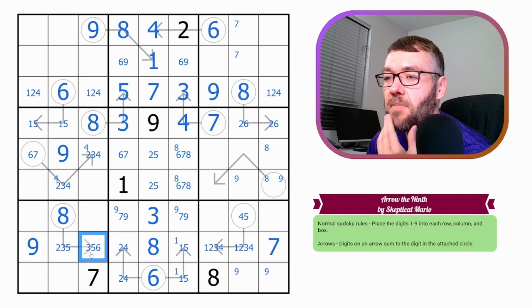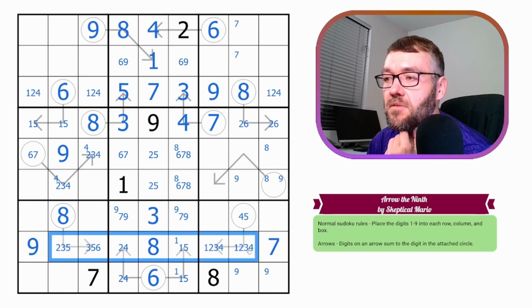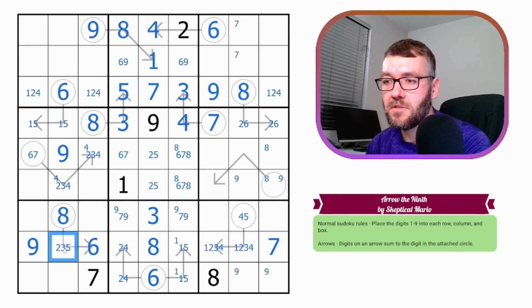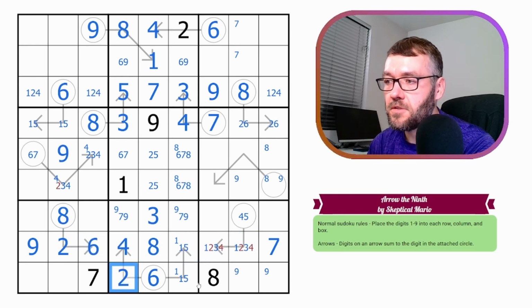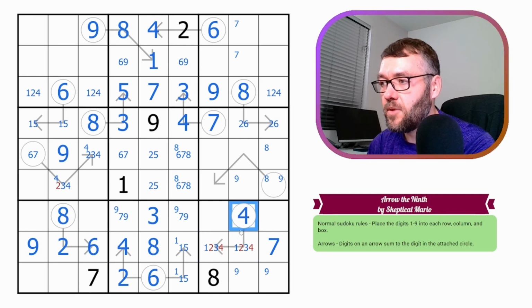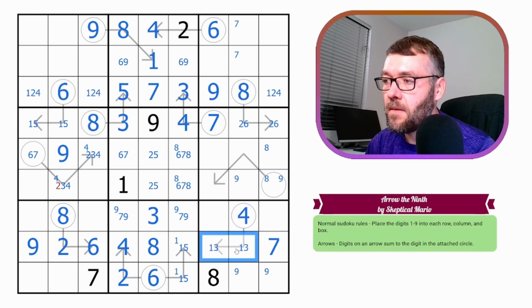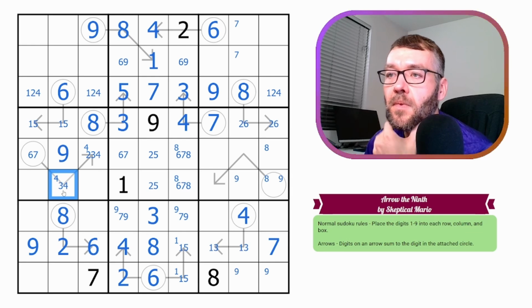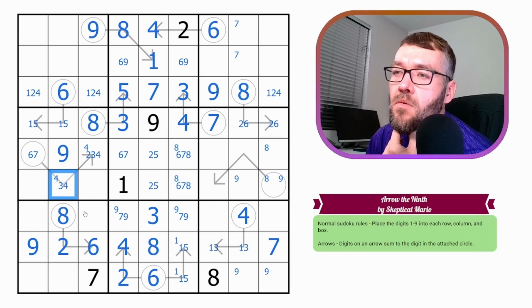Actually, is that the only spot a 6 can go for this row? Looks like it. 6 can't go here. 6 can't go over here. So yeah, this is a 6, which means this is a 2. This is a 4 and a 2. That makes this a 1, 3, which makes this a 4. Okay, this is no longer a 2.